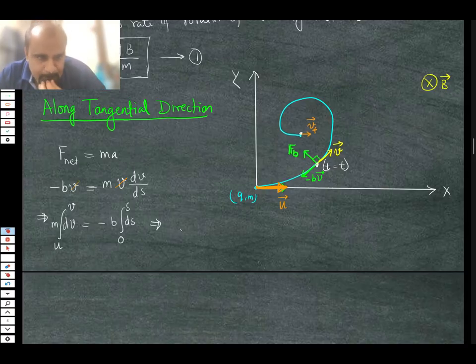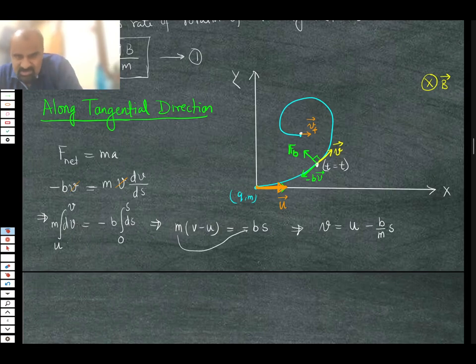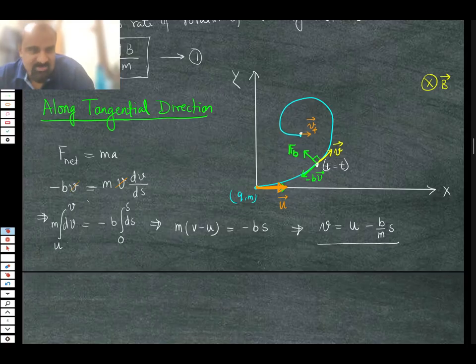So you get m times v minus u, which is upper limit minus lower limit, is equal to minus bs. So you get v as u minus b by m into s. Move this m, so you get v minus u, and then move this u. Okay, so you got velocity in terms of displacement. This is the velocity at a general time t, and this is the displacement, rather distance, at a general time t. These are constants. This u was the initial velocity, obviously it's not a variable thing, it's a constant.